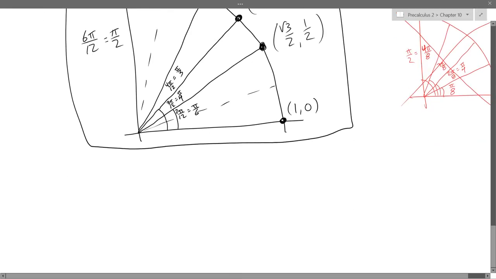Another thing you'll notice, the angles we used went basically 0, which I should probably label there, 0, π/6, π/4, π/3, π/2.